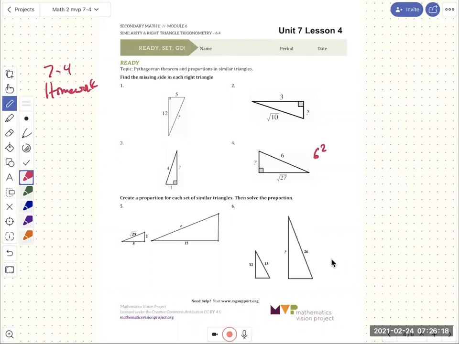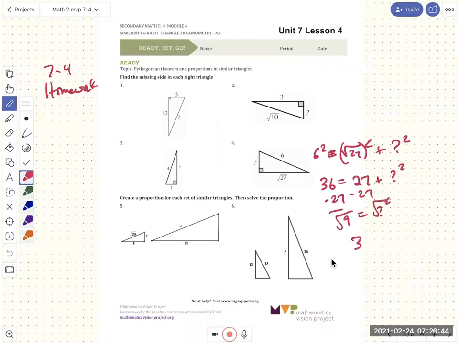You say 6 squared plus 6 squared equals square root of 27 squared plus question mark squared. So 36 equals 27 plus question mark squared. So subtract 27 from both sides and you'd have 9 equals our question mark squared. So take the square root of both sides and you'd say 3 equals question mark. So 3 squared, 9, plus radical 27 squared, 27, equals that.